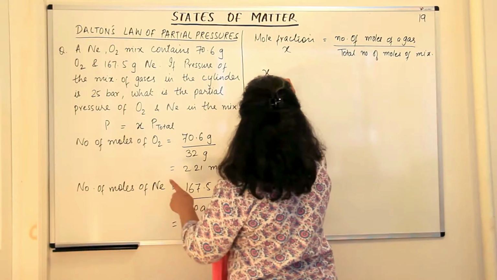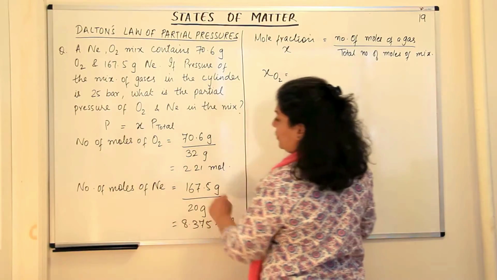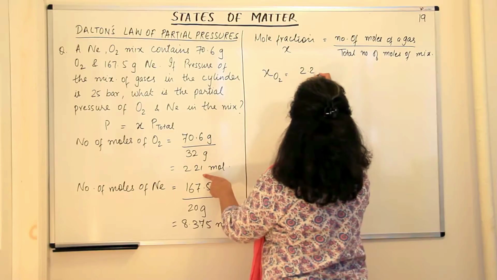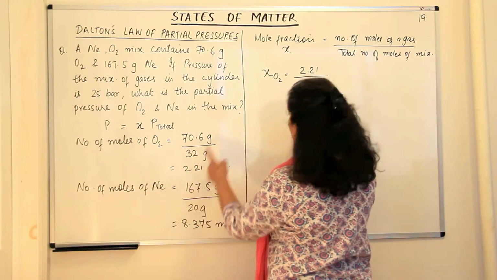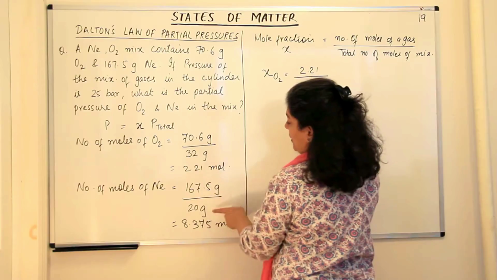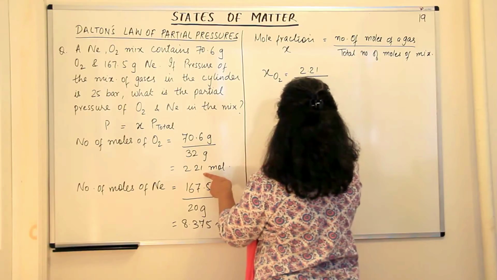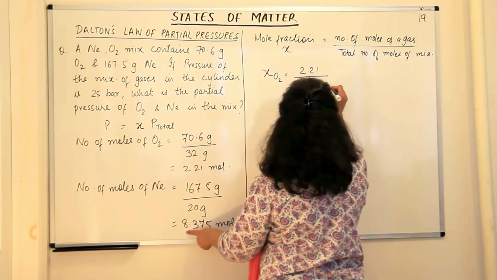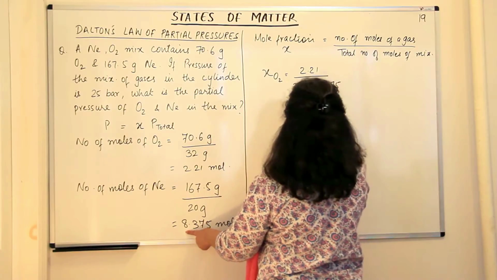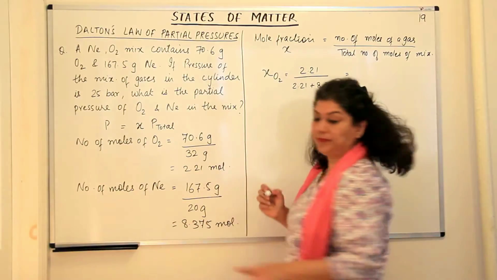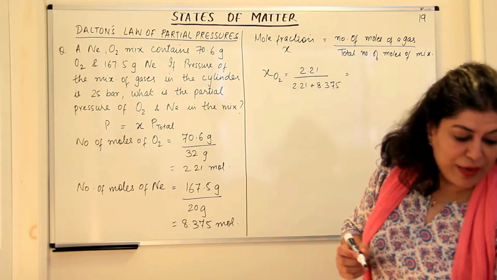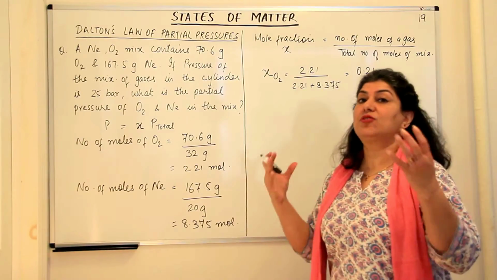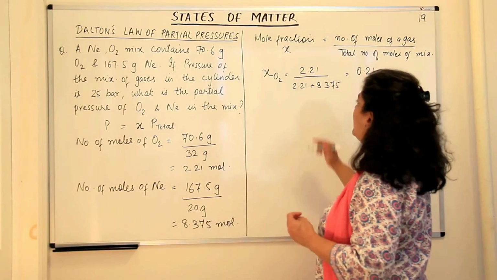So X, the mole fraction of oxygen, what would it be equal to? What is the number of moles of oxygen? It is 2.21, divided by the total number of moles, which is 2.21 plus 8.375. Now what is the mole fraction then? The mole fraction of oxygen when you calculate would come out to be 0.21. Since it's a fraction, it does not have units. The units would cancel out.